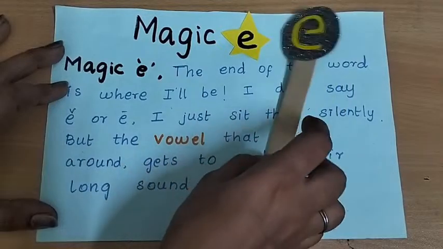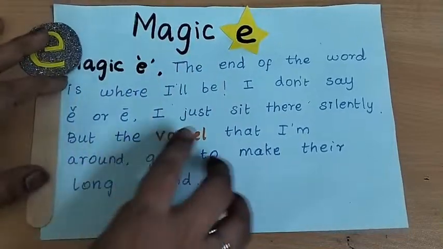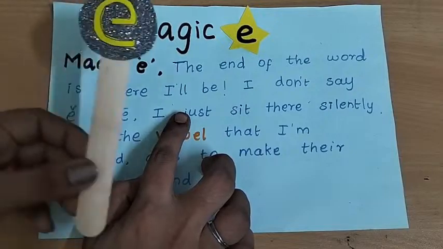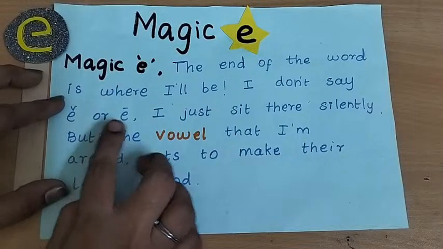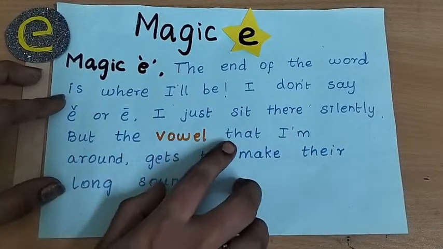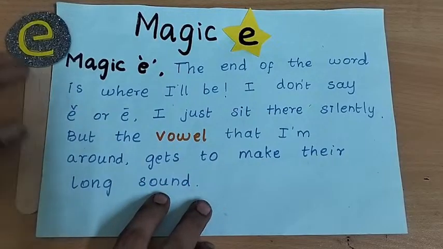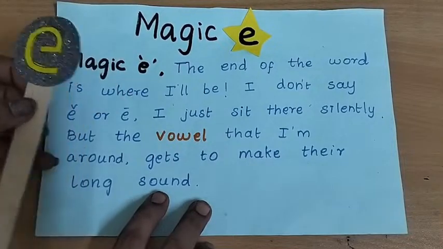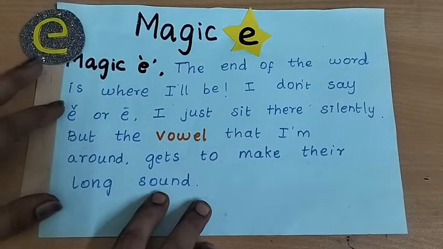So what is magic E? Magic E is nothing but the E at the end of a word. I don't say my sound or name. I just sit there silently, but the vowel that I'm around gets to make its long sound. So E does not say its name or sound, but the one vowel that is around me, I'll make it say the longer sound.